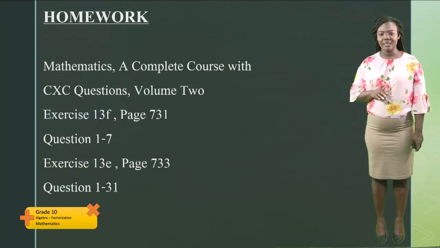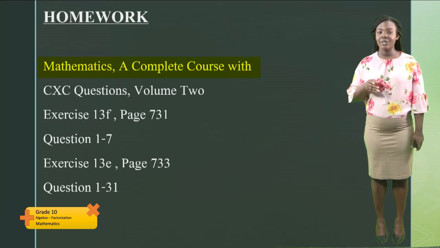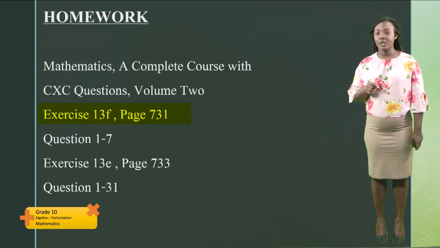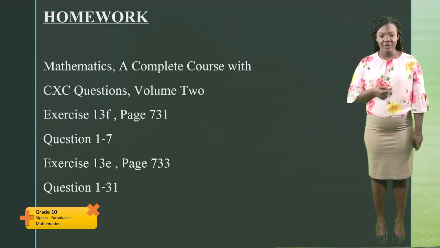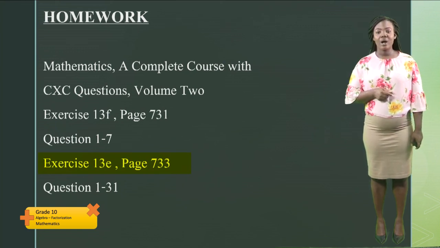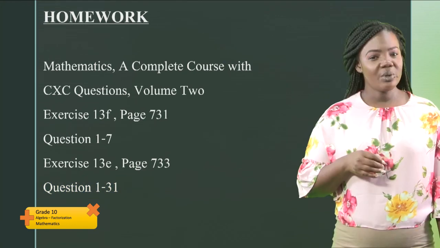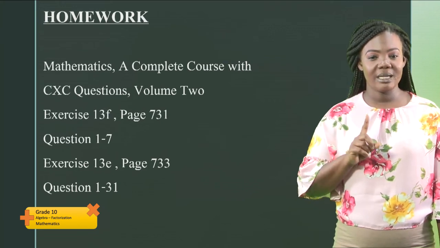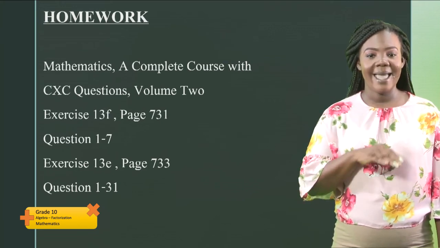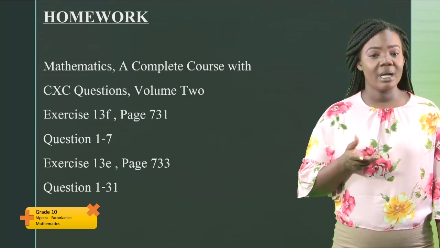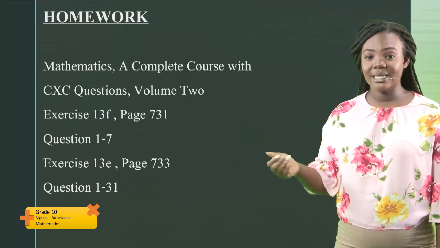Now I want you to have some practice on both sets of problems that we looked at. So what you're going to do for me is reference Mathematics, a Complete Course with CXC Questions, Volume 2. For the first set of problems, go to exercise 13F, which can be found on page 731, and work questions 1 to 7. Once you have done that and gained more confidence, go to exercise 13E, which is on page 733, and work questions 1 to 31. Once you have completed all of those problems, I am positive that you will have no worries in factorizing any algebraic expression given to you. So please ensure that you reference and practice.